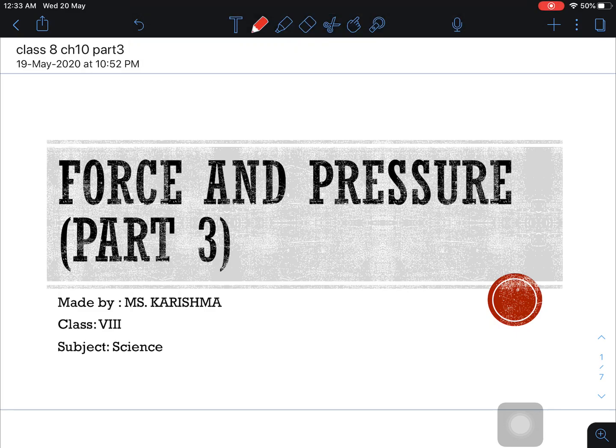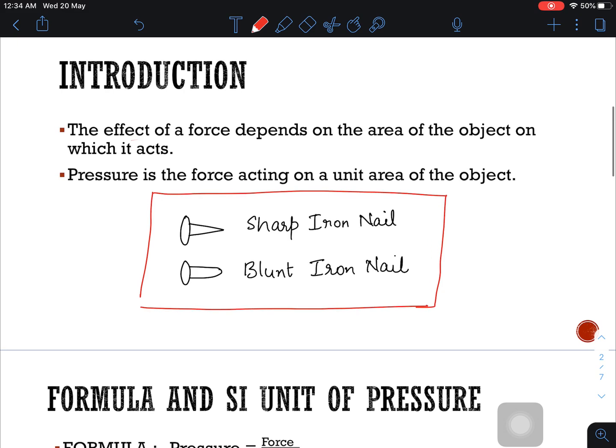Force and pressure. Let us talk about pressure today. Okay, let's suppose you have two iron nails, one with a sharp end, another with a blunt end. If you strike them with a hammer with an equal amount of force, you are applying equal force on both these nails.